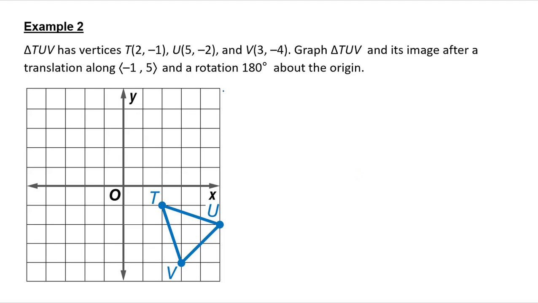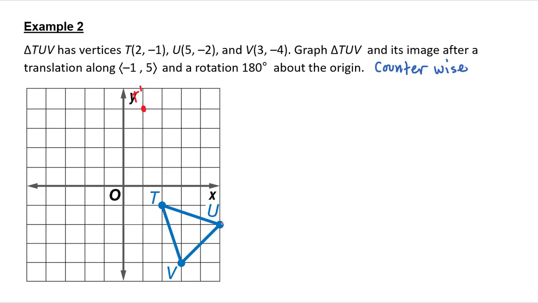Okay, the next one. So we have that triangle and its image after a translation of (-1, 5) and then a rotation of 180 degrees. We're going to say counterclockwise. I didn't put that in there, but let's emphasize that just because that's the one I was emphasizing during the class. So again, first translate this: I go 1 to the left and 5 up, 1, 2, 3, 4, 5. I'm going to call that T prime.